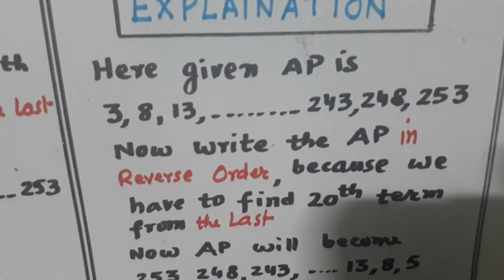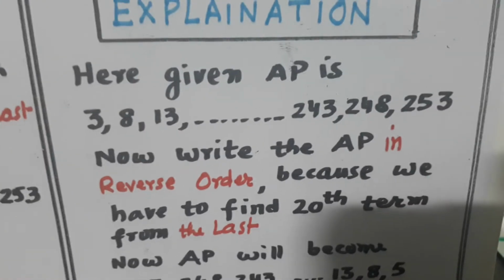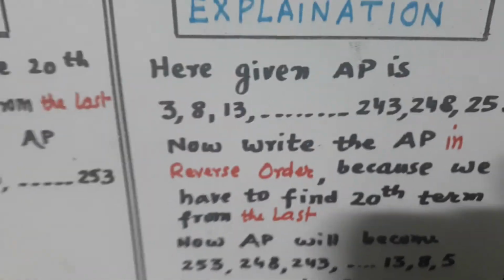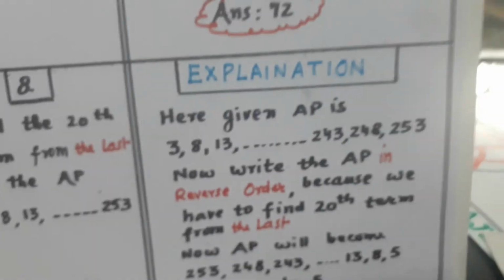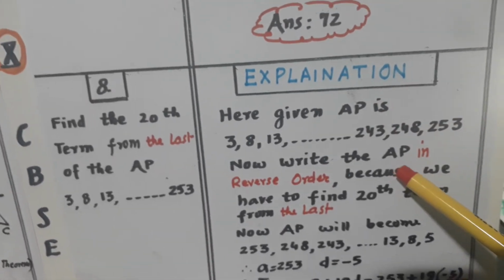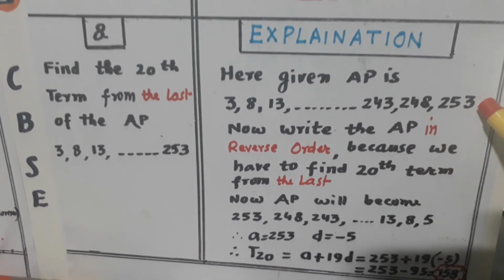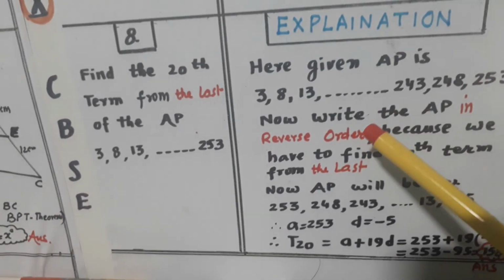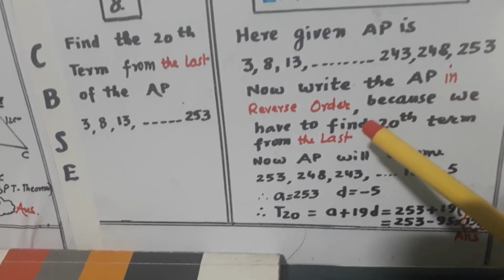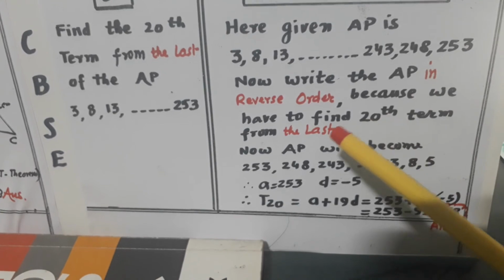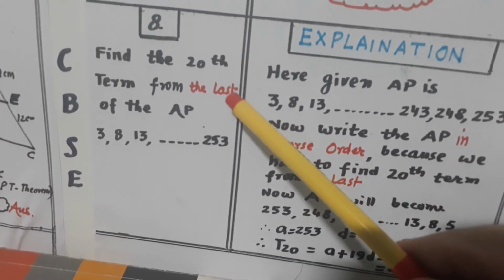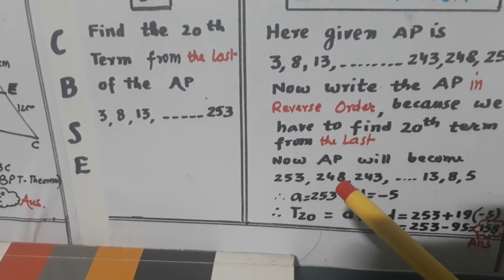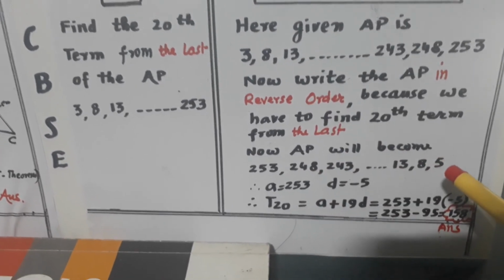कॉमन डिफरेंस इज 5, और अगर देखेंगे तो लास्ट से 5 कम करना चालू कर दीजिए, उल्टी डायरेक्शन में आ जाइए। 253, 248 एंड 243, ये लास्ट वाली टर्म्स बन गई। नाउ यू वांट टू फाइंड फ्रॉम दी एंड, सो उल्टा लिख दीजिए, पूरी सीरीज को आप फ्लिक कर दीजिए। Now the new series will become in the reverse order, because we have to find the 20th term from the last.